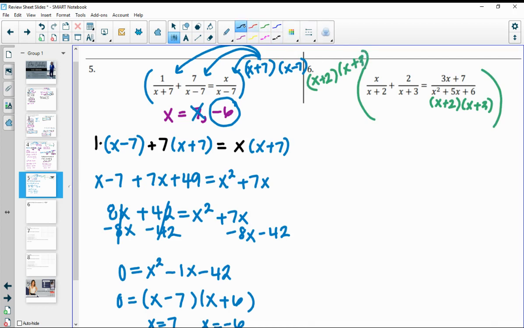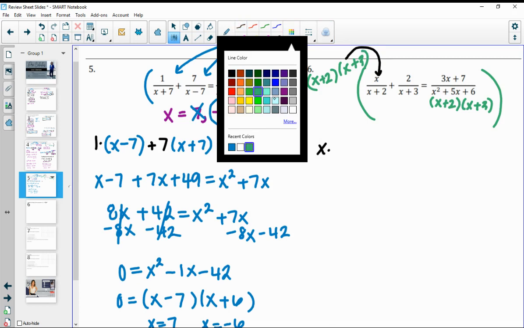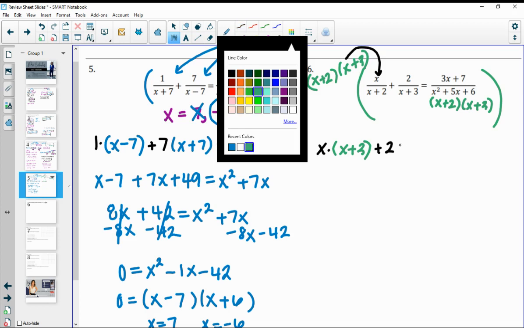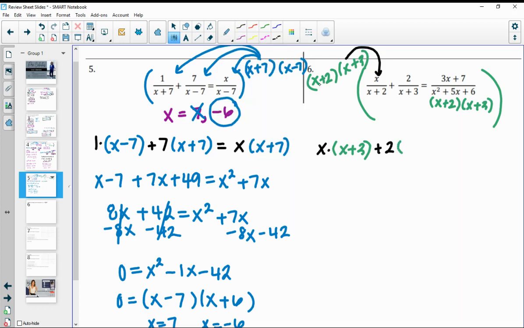And so again, I'm just going to write out what doesn't cancel out. So when we do this times this, we're going to have x times, and then the x plus 2 will cancel. So we'll just have the x plus 3. Then here we'll have plus 2 times, and the x plus 3 will cancel, so we'll just have this x plus 2. And then equals just 3x plus 7, because when we multiply this in to that one, both of these will cancel. So we'll just be left with the 3x plus 7.